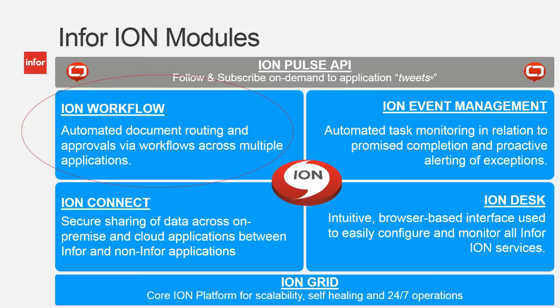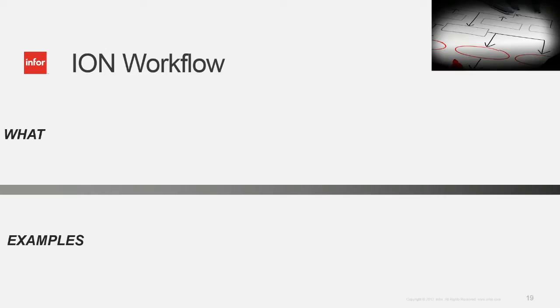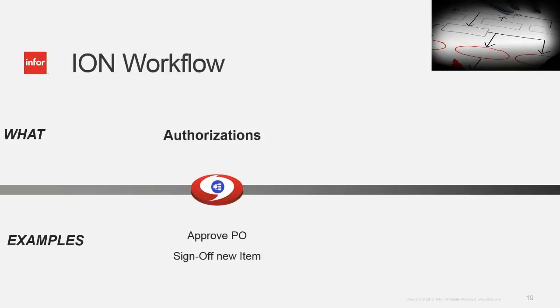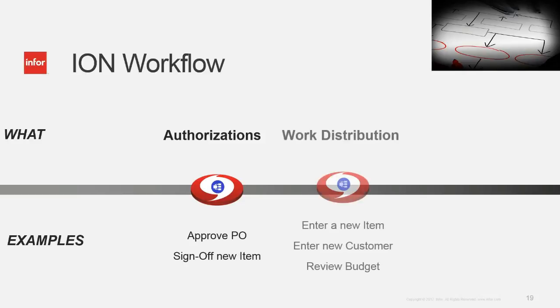So let's take a look at a couple of other modules in ION to kind of wrap up, which are workflow and event management. So what does workflow do? Well, workflow can help you with authorizations. As business documents move back and forth, sometimes you need an approval of a PO, or a sales order is coming in from Salesforce.com to Sightline. You want an approval to happen on that. Or maybe you receive something off a supplier website, and you want to approve that before it goes into Sightline. You certainly can do that through ION Workflow.